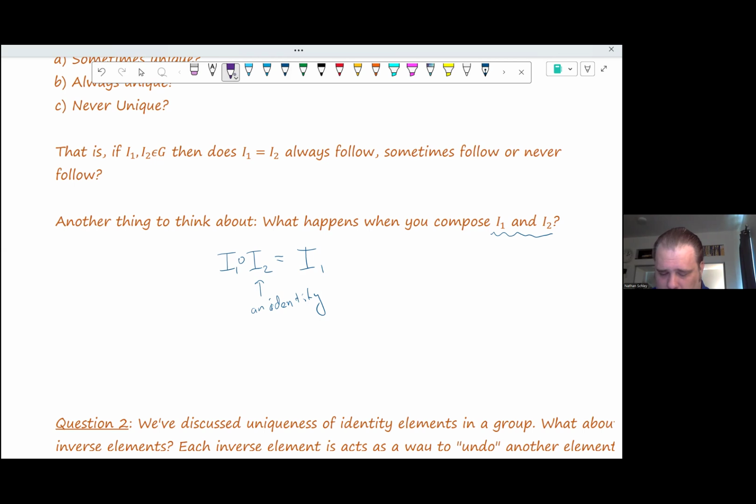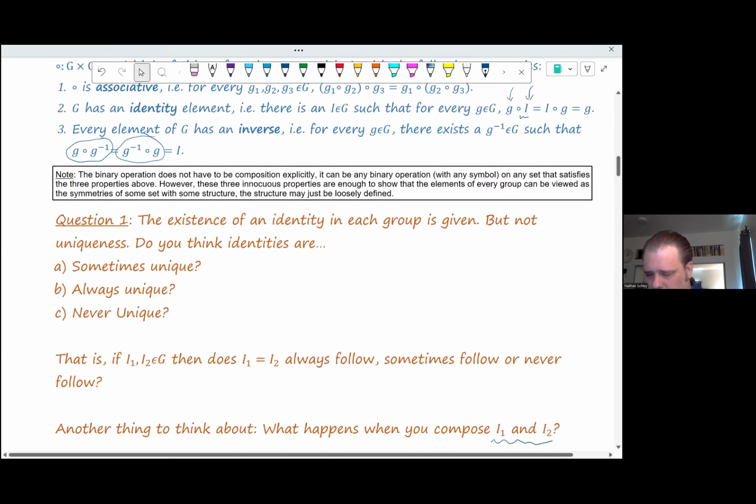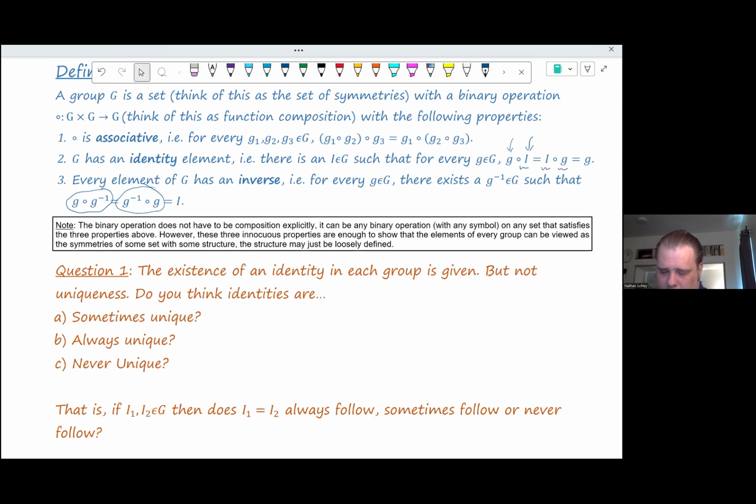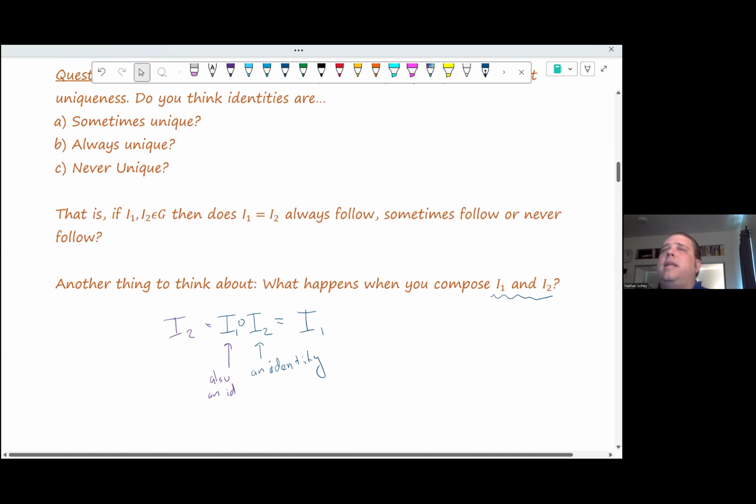So maybe switching colors here, this is also an identity. And so I1 insists, oh no, it's absolutely you, and we get I2 from that fact as well. We go back up to the definition here. I1 is an identity, which insists that the outcome is the other element. So if I were to compose any two identities, I would have to get both of them as a result, which means both would have to be the same.